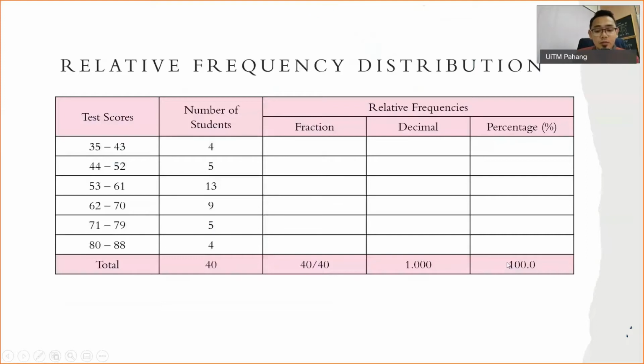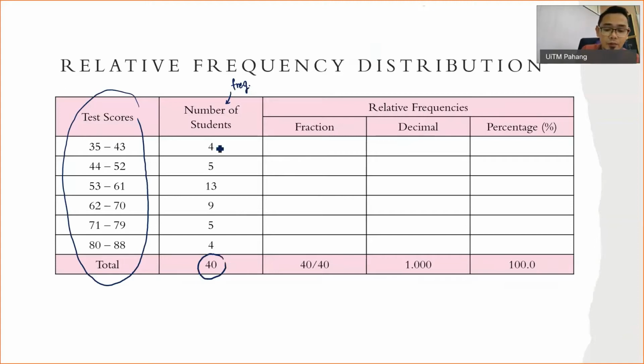The next one is the relative frequency distribution. Suppose we have the data, and the question asks you to build the relative frequency distribution table. What you need to do is to have the class limits, class intervals first. In this case, we have test score here, and then the number of students, which is actually the frequency. We want to write it in fraction form. The total number of students is 40. So for the fraction, we take 4 divided by the total, 4 over 40, and this can be simplified to 1 over 10.